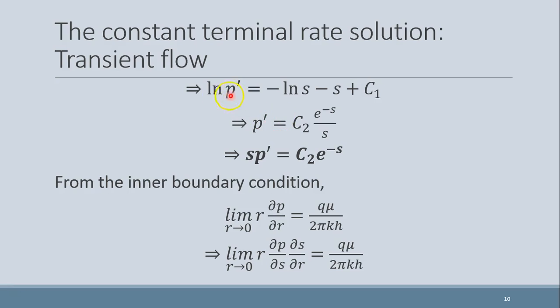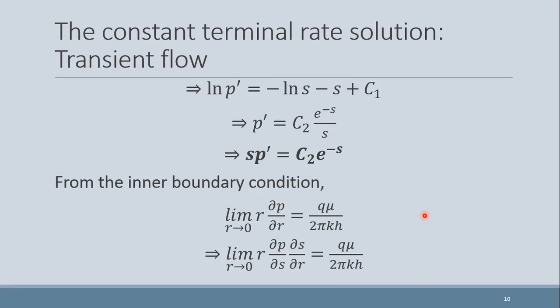Okay, so we take the exponent of the whole equation, so we get p dash is equal to c2, this is a different constant now. It will basically be e to the power c1. So we get p dash is equal to c2 e to the power minus s by s, that is s p dash is equal to c2 e to the power minus s. Then from the inner boundary condition, limit r tending to 0, r del p by del r is equal to qb by 2 pi kh. So del p by del r can be written as del p by del s into del s by del r, is equal to qb by 2 pi kh.